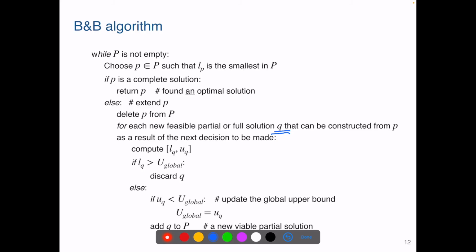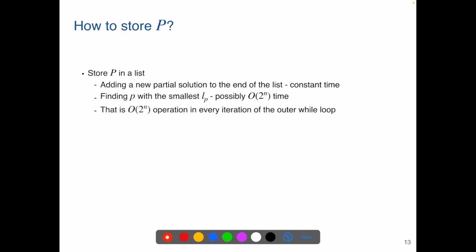Now the complexity of this algorithm. Computing the lower and upper bounds of each partial solution may take big O of n or big O of n squared time, depending on what heuristic we use. What about choosing a P that has the smallest lower bound in set P? Note that we often apply branch and bound to problems where the number of potential solutions is exponential, so the way we store these P's makes a big difference on how quickly we can find the smallest one and how quickly we can add a new one. So how to store the set P?